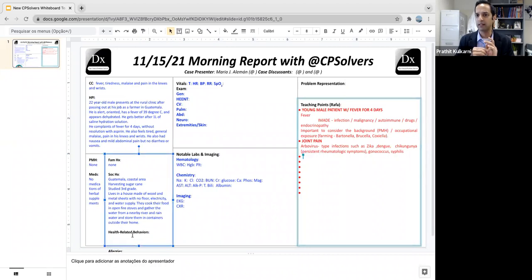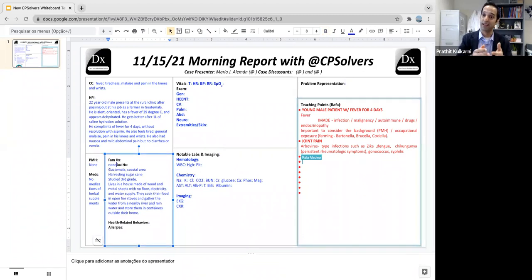Somebody mentioned disseminated gonococcal infection, or they mentioned gonorrhea, and it can certainly present like this. If the patient has a rash or tenosynovitis, we would definitely think about so-called DGI, or disseminated gonococcal infection.